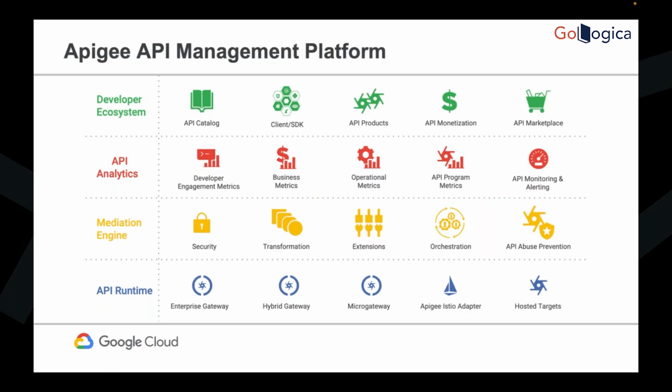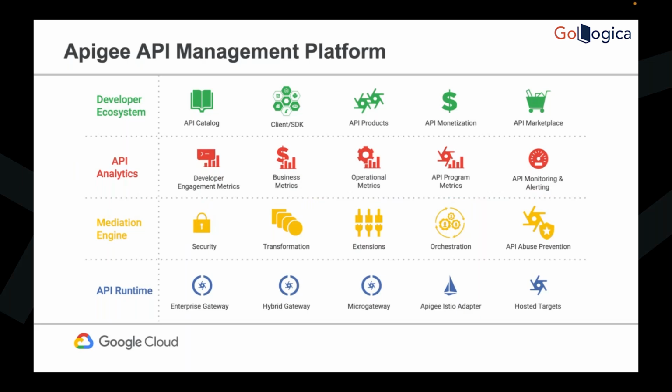Then we have the mediation engine. The mediation engine is basically the main feature set that APG has. The main features of the gateway: you have security, transformation, extensions, all these things. Then you have orchestration, which is nothing but calling multiple services, combining responses, and API abuse prevention. Those kinds of things APG provides by default as a product. This is the main processing engine, and the APG processing engine provides you all kinds of features.